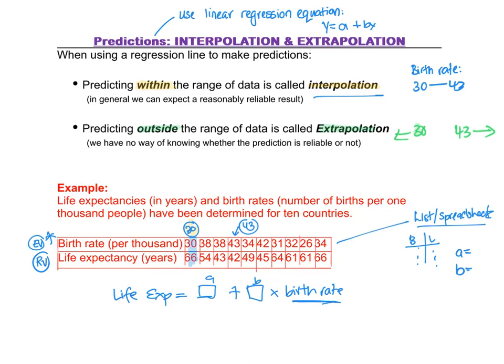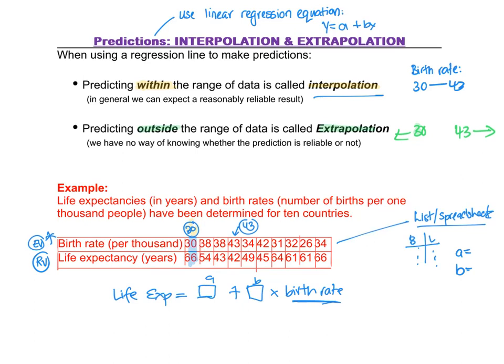So why do we need to know this? This is because when we've gone and got all this data, really we can only see what's happening between 30 and 43. You don't know, there could be some dramatic change outside where we've tested. So even though you're asked to predict, it's important to say this is an extrapolation because it's not that reliable. We haven't really seen or tested countries with that data.